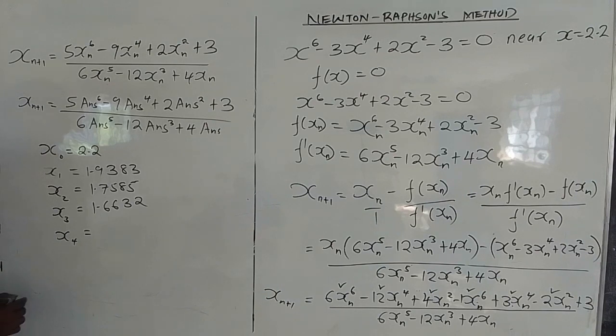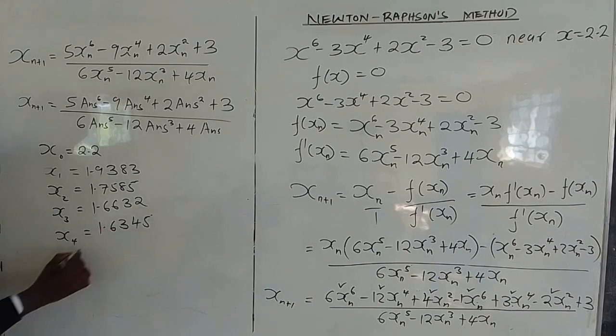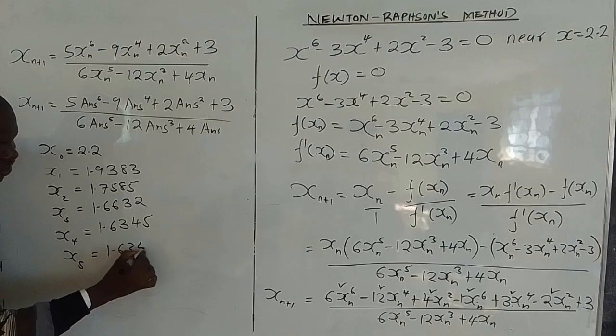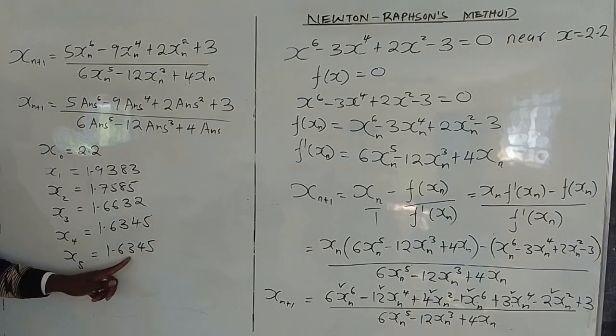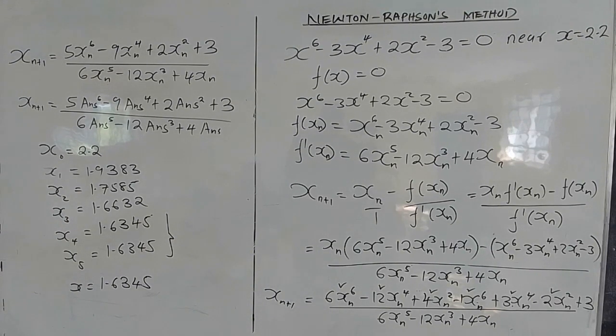What do you get? 1.6345. If you press the equal sign again, what do you get? 1.6345. Meaning it has repeated itself. If you continue pressing it, you'll be getting the same thing. So that is where the root is. So our root x is 1.6345. Are we together? And you would have solved that problem.